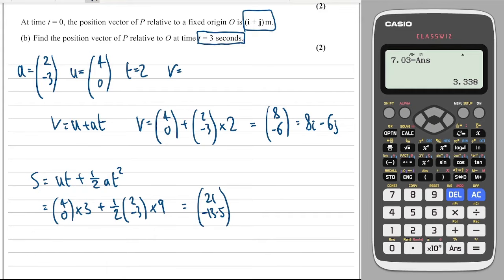Now that's how far it's travelled in 3 seconds, but it started at (1, 1). So it's gone (1, 1) plus this displacement that it moved. So therefore it is a total position or final position of (22, -12.5).